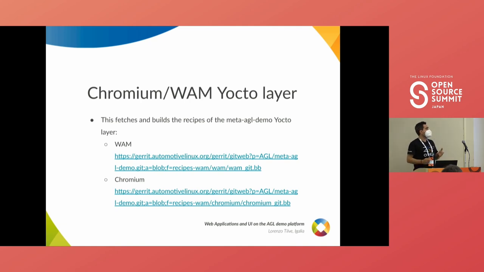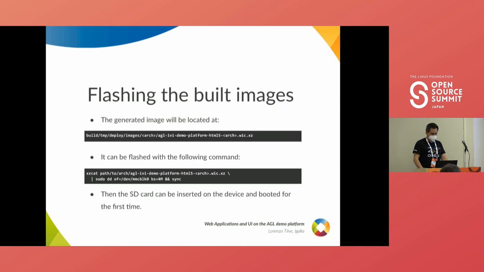The code where WAM and Chromium is, or the recipes to build them, are using the meta-agl-demo Yocto layer. For those not familiar with building in Yocto, it's basically a set of recipes for compilation rules including the building of the entire system, the web application manager and Chromium. And they are linking to code that is also, everything is public, is upstream, so WAM and Chromium are also in GitHub available from the build recipes in Gerrit.